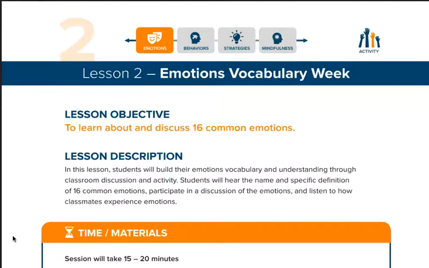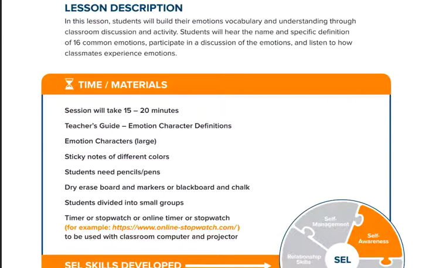You will need the following for this lesson each day. You should have the teacher's guide, the emotion character definition, readily available because that will have your definitions that you'll be reading to the students. You'll also want to have the emotion characters large, which you can find in the materials section of the curriculum. You'll need sticky notes of different colors, and students will need some pencils and pens and dry erase boards. You should also think about dividing your students into small groups because that will be essential.